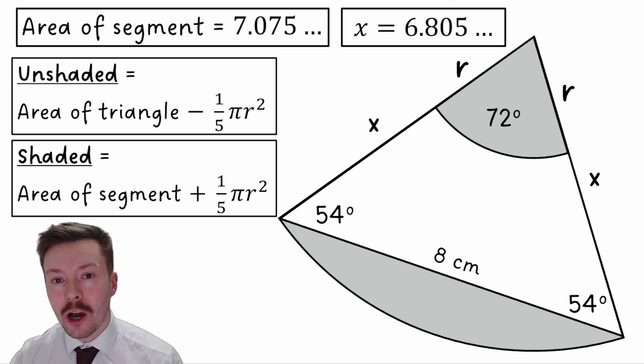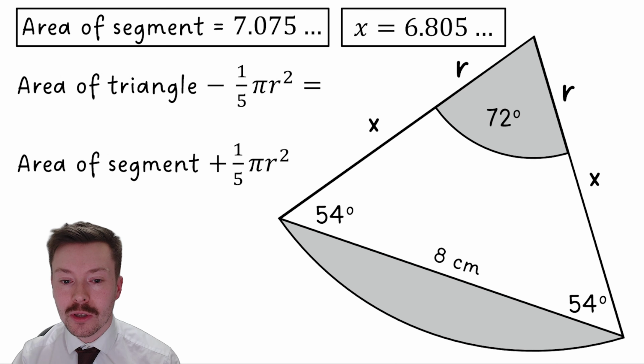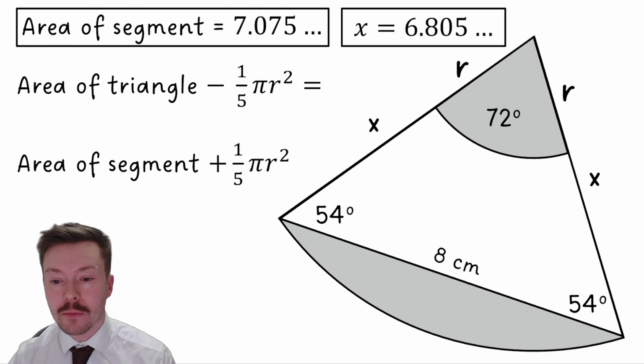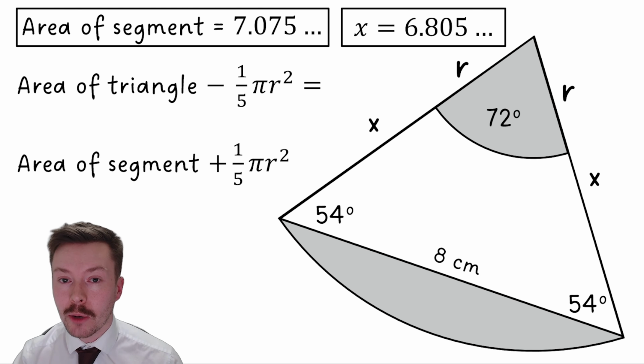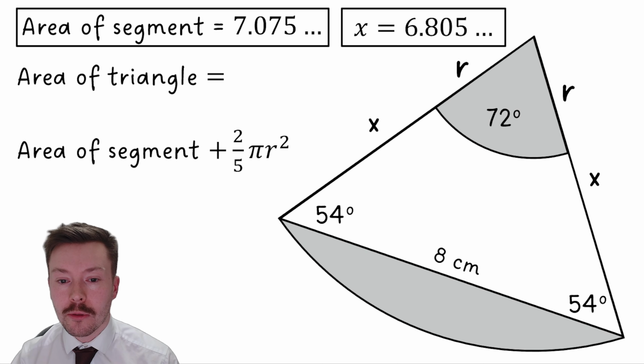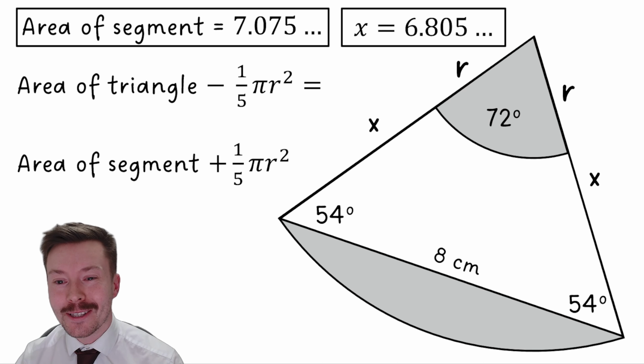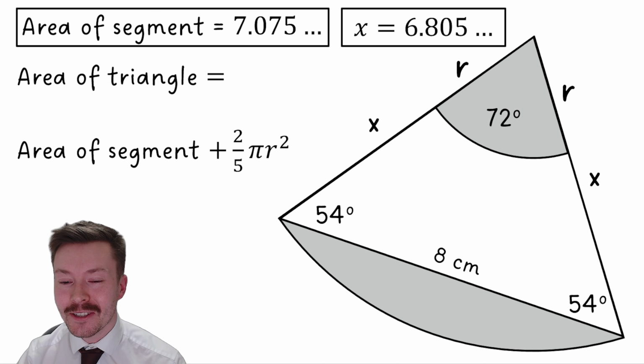Now we know that the unshaded area is equal to the shaded area, so that gives us this. Area of the triangle minus a fifth pi r squared is equal to area of the segment plus a fifth pi r squared. Now we know the area of the triangle and we know the area of the segment, so we are going to substitute those in after adding a fifth pi r squared to each side, like this. So we get 2/5 pi r squared.